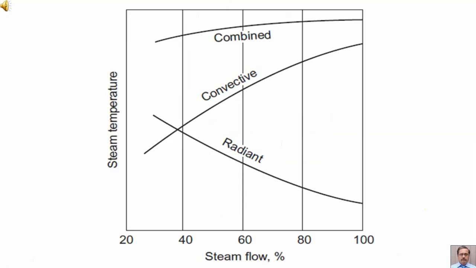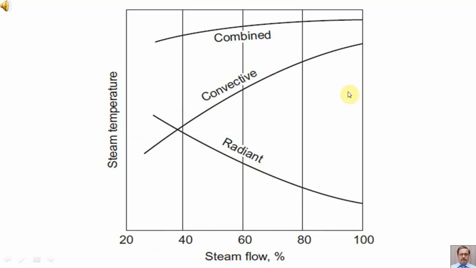If we measure the steam temperature in the convective superheater, we shall find that with the steam flow, that is the increase in load, the steam temperature of the convective superheater increases. And if we measure the temperature of steam in the radiant superheater, we shall find that with increase in load, the steam temperature in the radiant superheater decreases.